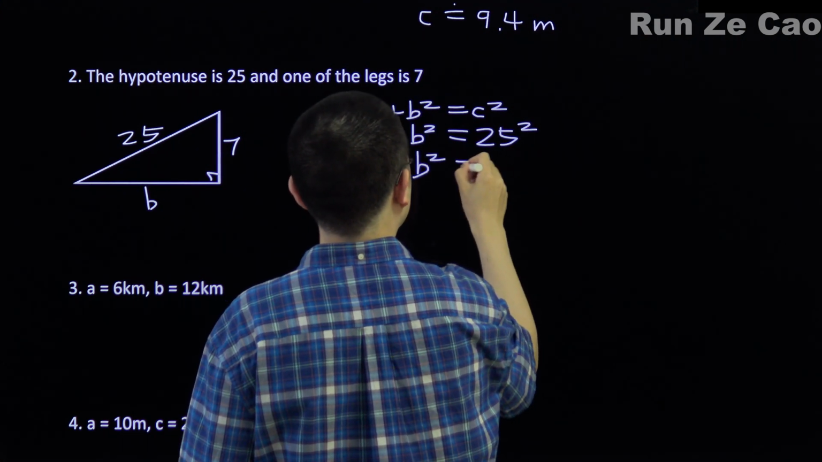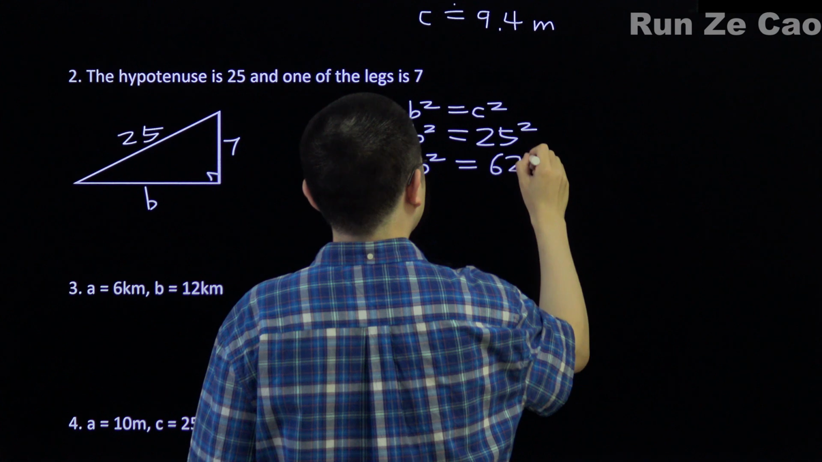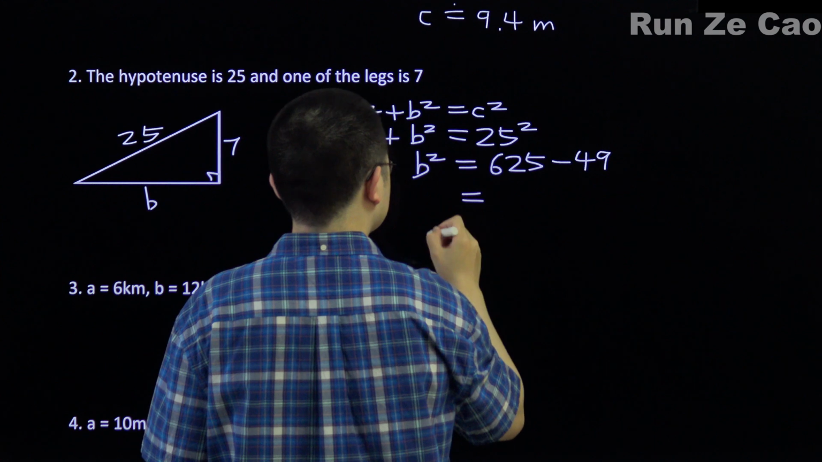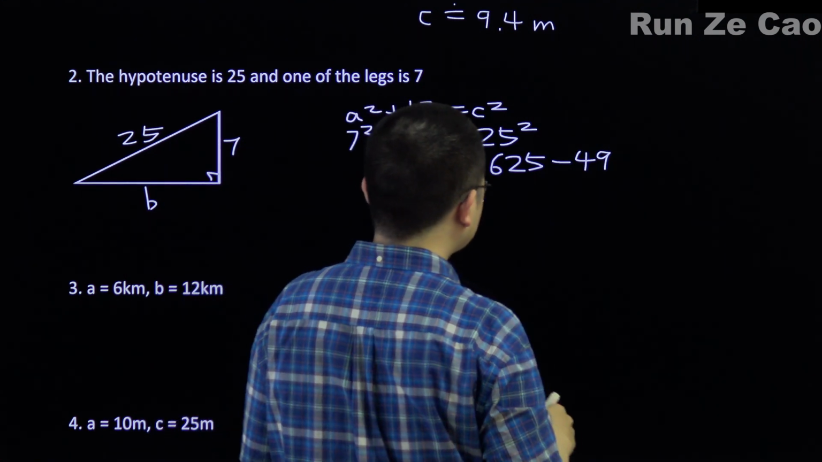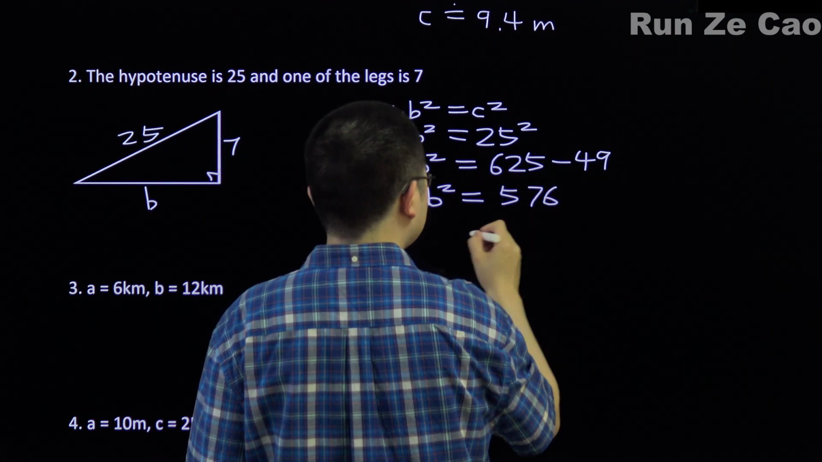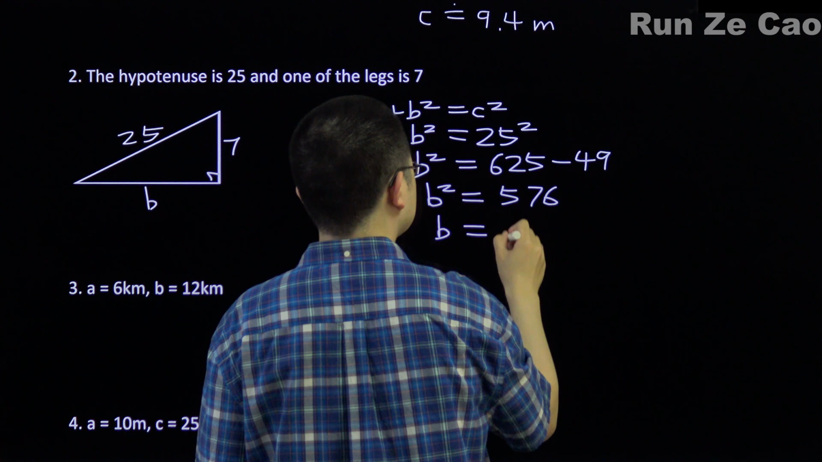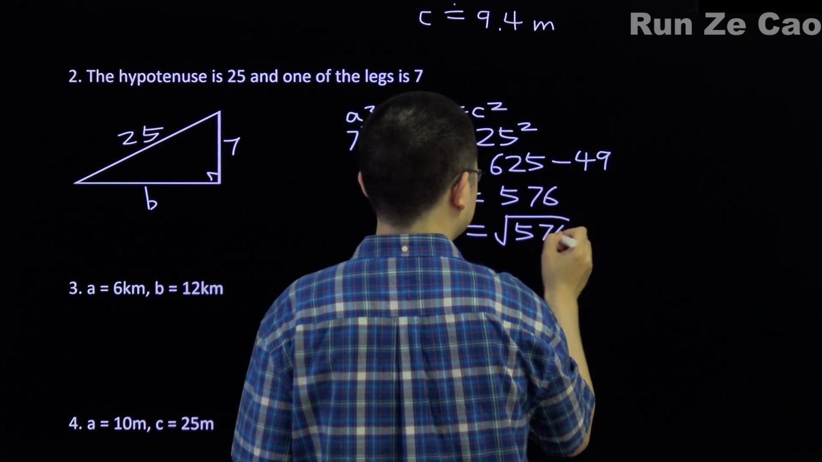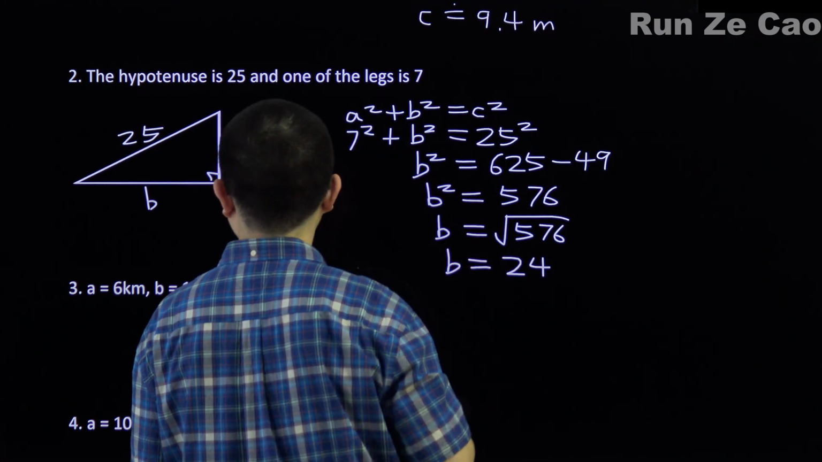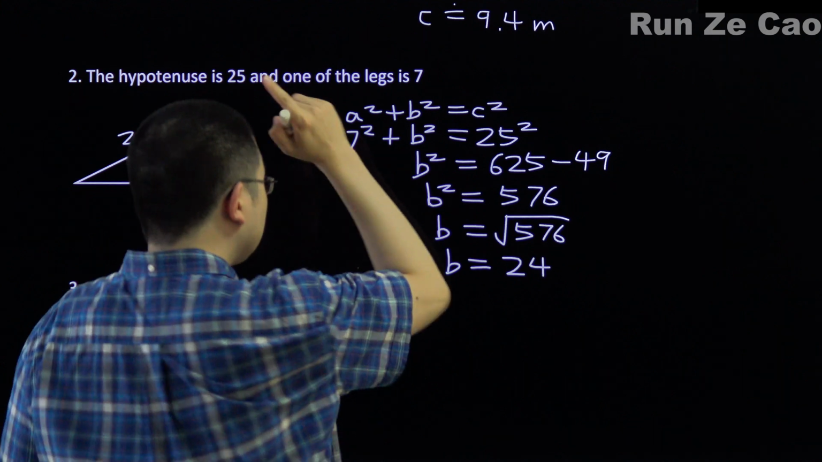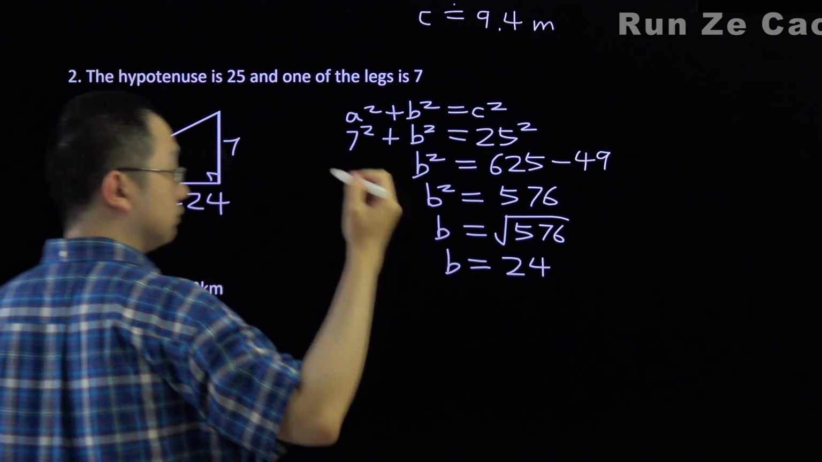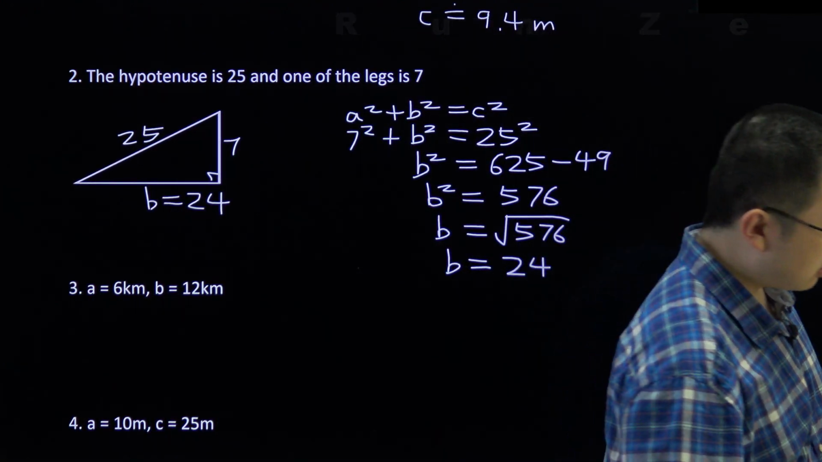So B squared is equal to 625 minus 49. So B squared is 576. B is equal to square root of 576. And that's equal to 24. What are the units? Oh, hey, there's no units here. That means we just put B equals 24. And haha, we have found the third side.